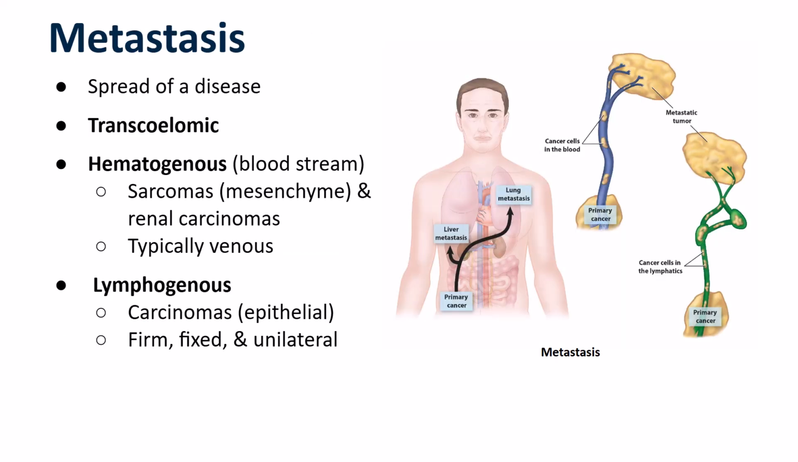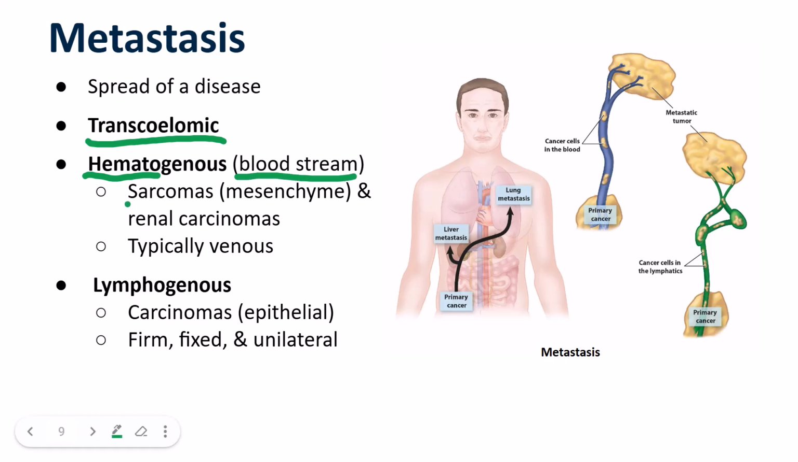Now, I mentioned metastasis. Metastasis is the spread of a disease, and typically we refer to metastasis as the spread of a malignant disease such as cancer. There are a few different routes of metastasis. Transcoelomic is when malignancies may move across the surface of a serous membrane, so either in the abdominopelvic cavity or the thoracic cavity. There's also hematogenous metastasis, hemato- of the blood. So this is where metastasis goes through the bloodstream.